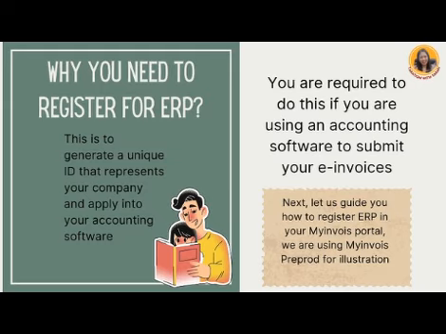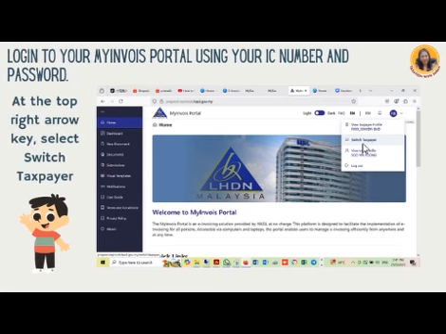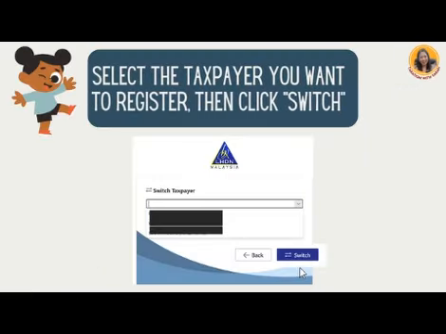Next, let us guide you how to register ERP in your MyInvoice portal. We are using MyInvoice pre-prod for illustration. First, log into your MyInvoice portal using your IC number and password. At the top right arrow key, select Switch Taxpayer. Select the taxpayer you want to register, then click Switch.